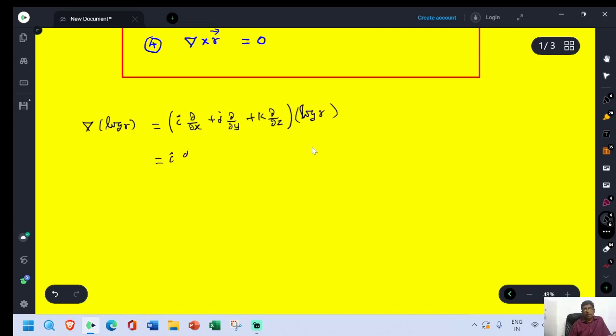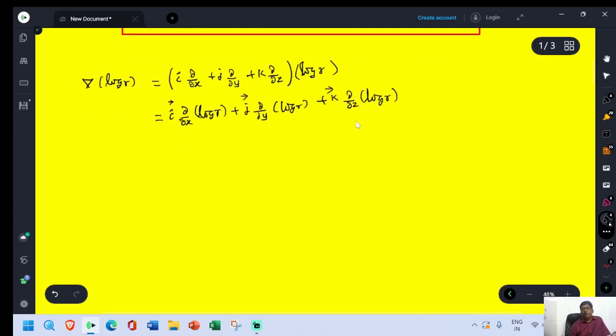As i into dou by dou x of log r plus j into dou by dou y of log r plus k into dou by dou z of log r. These are all vectors i, j and k. You know the value of vector r. Vector r is equal to i into x plus j into y plus k into z.